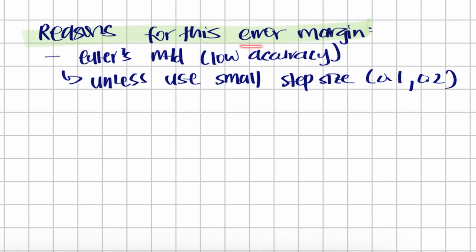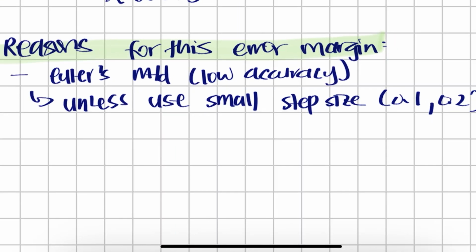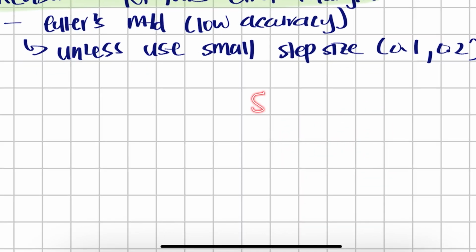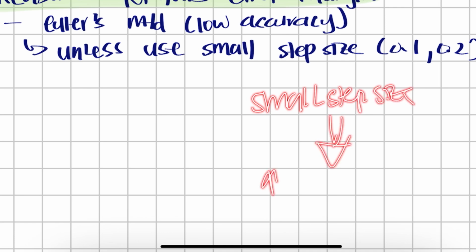Now the reason for this error margin is Euler's method and its low accuracy. Unless we use a small step size, its accuracy will be low. So 0.1 is quite small, but it can decrease to 0.01, which is the smallest it gets. So a small step size equals a higher accuracy.